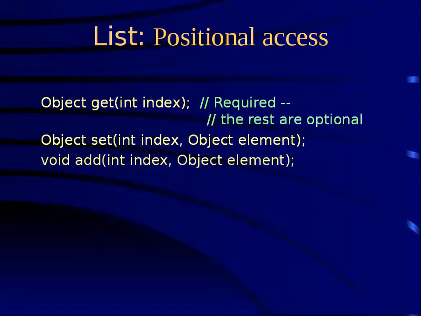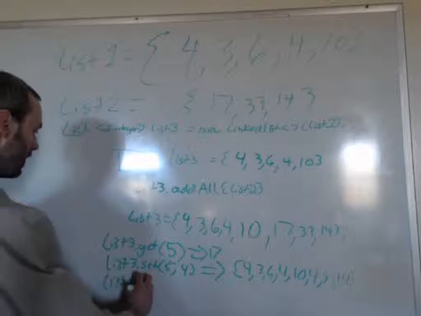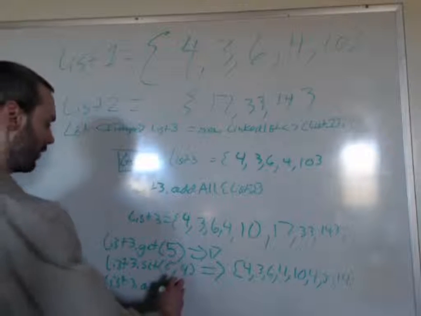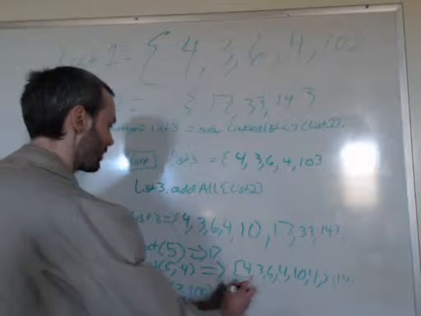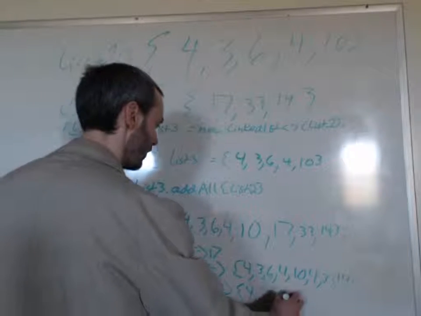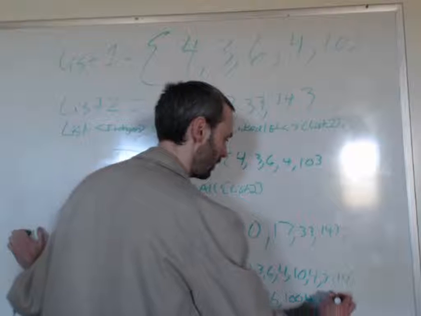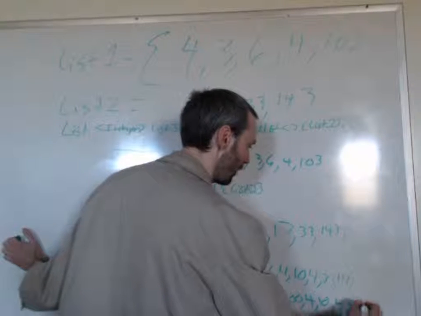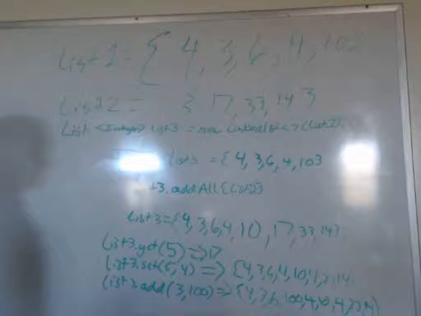All right, so add will actually add to it. How are we doing with this board? Good, we still have room. List3.add. We'll go with 3 this time, and we'll put in 100. That implies 4, 3, 6, so 0, 1, 2. Then you have the 100, and then it continues on with the rest of the list. So 4, 10, 4, 33, 14. See what I did there?